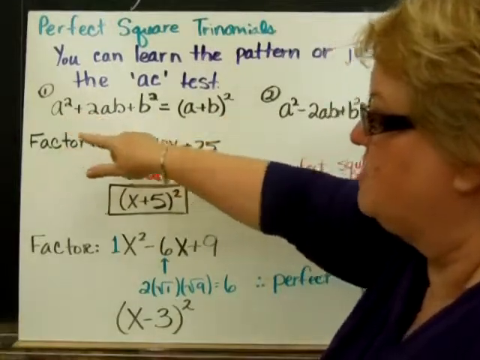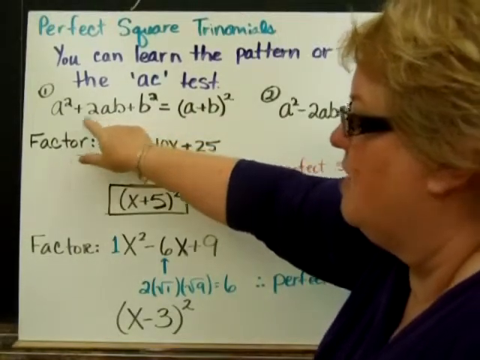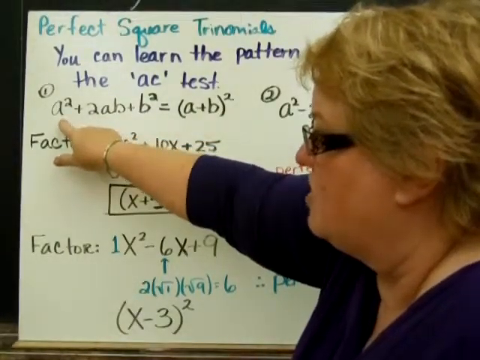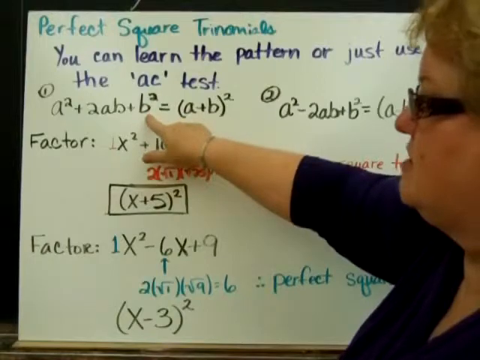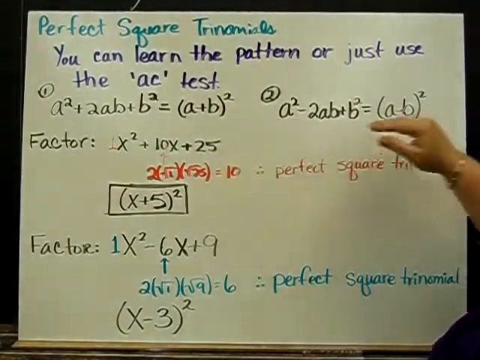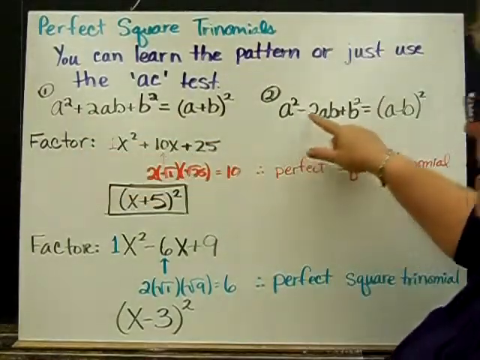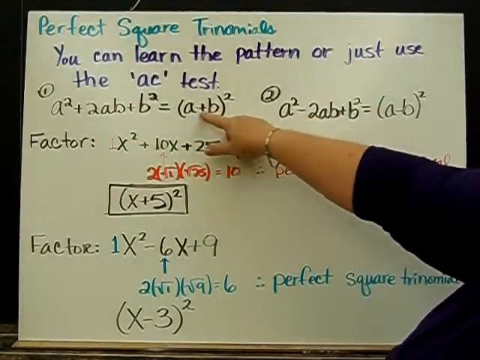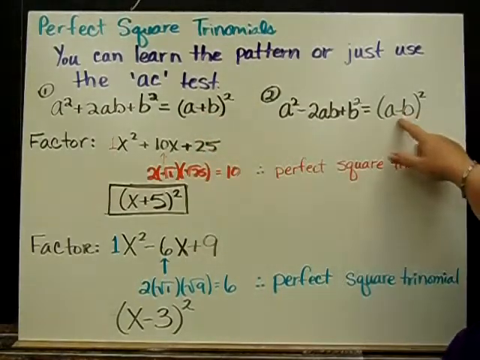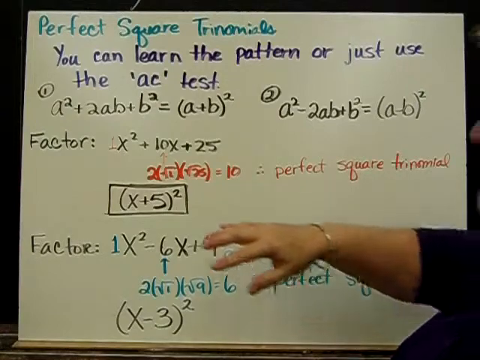So if this is a perfect square and this is a perfect square and the middle term fits this pattern, then you take the square root of the first term plus the square root of the last term and then square the quantity. This one is exactly the same, except instead of the plus here we have a minus, and instead of the plus in our answer we have the minus in the answer. So let's look at a couple of examples.